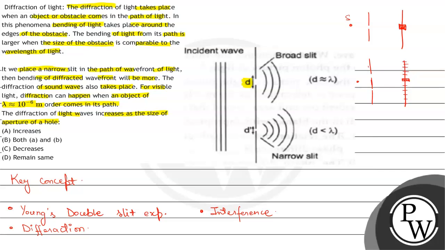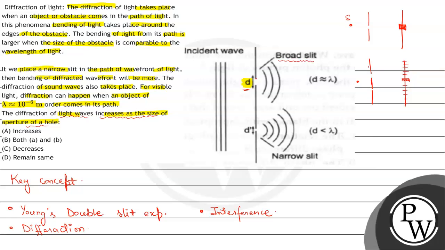Now what does the question ask us? It asks that the diffraction of light waves increases as the size of the aperture of the hole. So what do we do to this D in order to increase the diffraction, the order of diffraction? Okay, so what happens if D increases? We are given a broader slit here.